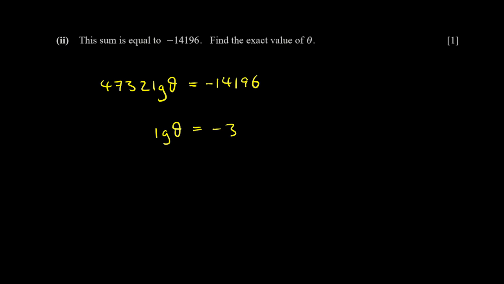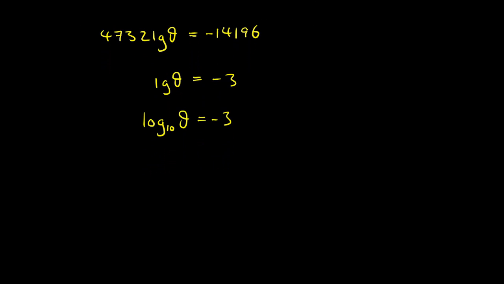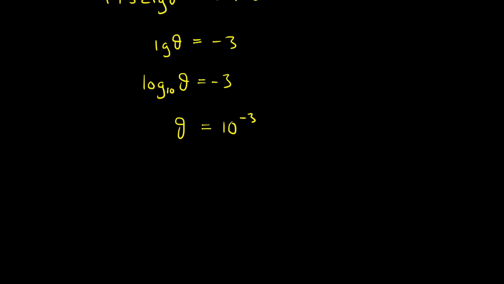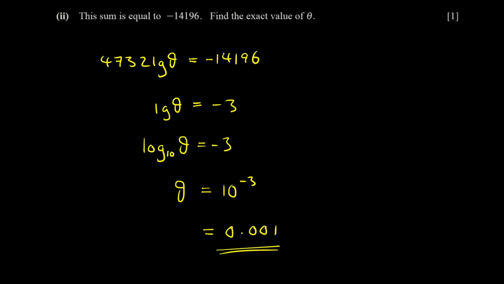Yep, that looks right to me. And so therefore, log is log base 10, isn't it, right? So if I was to rewrite this, this is log base 10 theta is equal to -3. And then converting that to exponential form, theta is going to equal 10 to the power of -3. And 10 to the power of -3 is 0.001, okay? Or 1 upon 1,000, right? So that should be your answer.